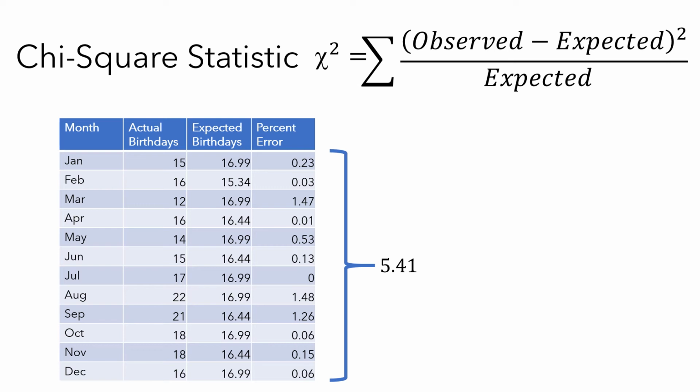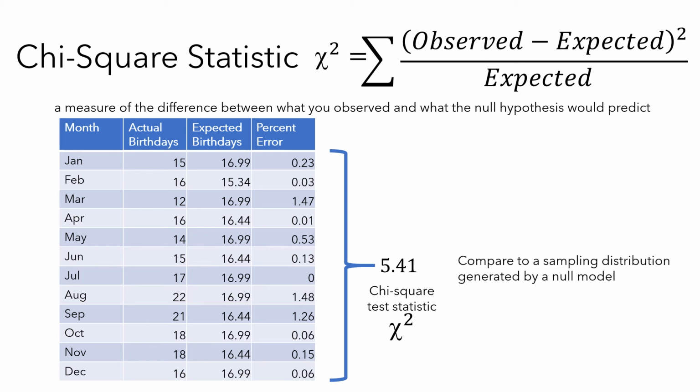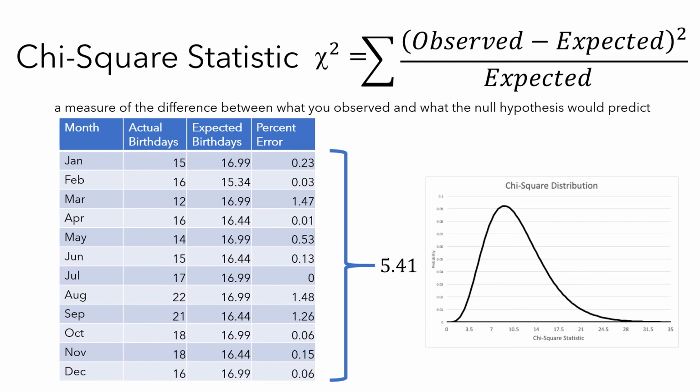So what does this 5.41 mean? It's a measure of the difference between what you observed and what the null hypothesis would predict. This is the chi-square test statistic. Now, what do we do with this number? Like other statistics, we need to compare it to a sampling distribution generated by a null model. We'll talk about these sampling distributions in detail in a future video, but for now, here is a chi-square sampling distribution for this particular scenario, which has something called 11 degrees of freedom.